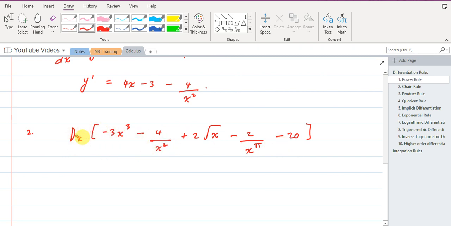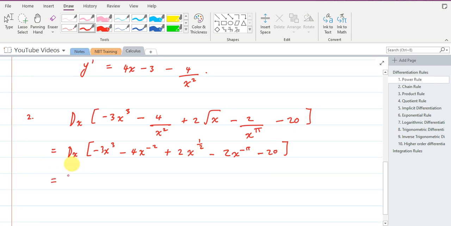So if I want to find the derivative with respect to x of this function, this here means the derivative with respect to x of this function. So this is like your function y. We are not going to drop the dx as yet. We are still writing it in power form. So if we write this in power form, we're getting minus 3x cubed minus 4x to the power minus 2 plus 2x to the power half. Inside is 1, outside is 2, x to the power half minus 2x to the power negative pi, because this is at the denominator, minus 20.